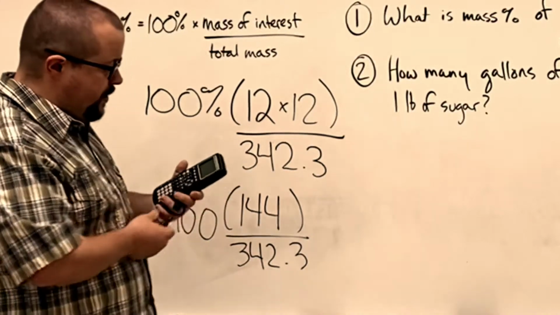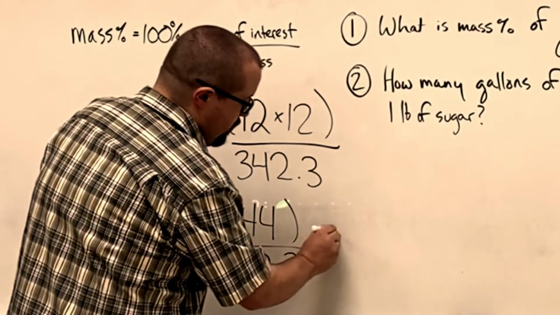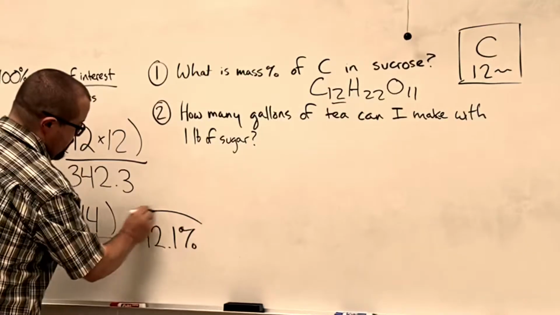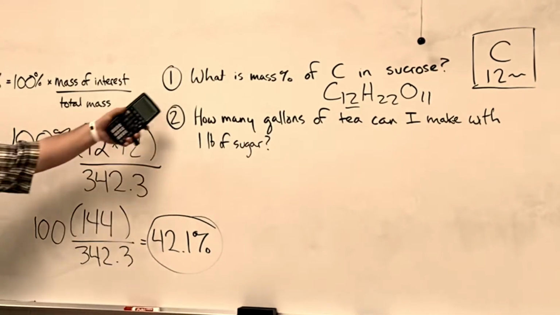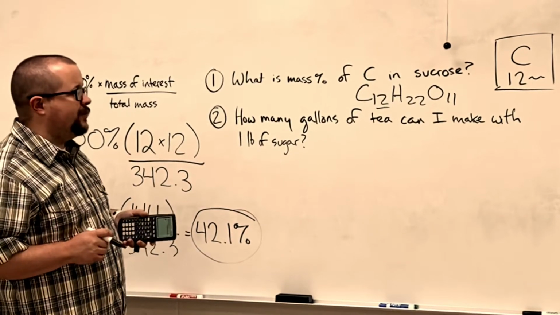Okay, we get 42.06, or about 42.1%. Okay, so that's my percentage of carbon in sucrose. Second problem sets up like a really ugly conversion problem.